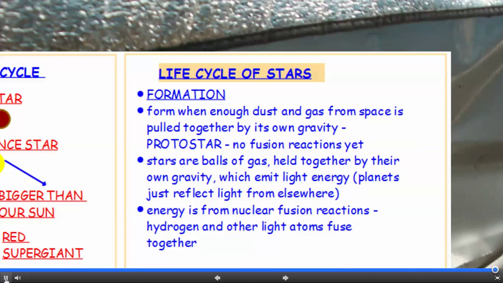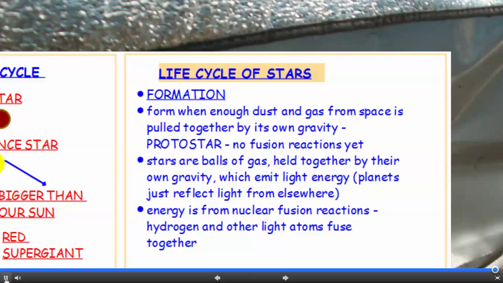So let's talk about the life cycle of stars then. Now, the initial formation of stars takes place when enough dust and gas from space is pulled together by its own gravity. Everything has gravity. Now, this is called a protostar. There are no fusion reactions yet.